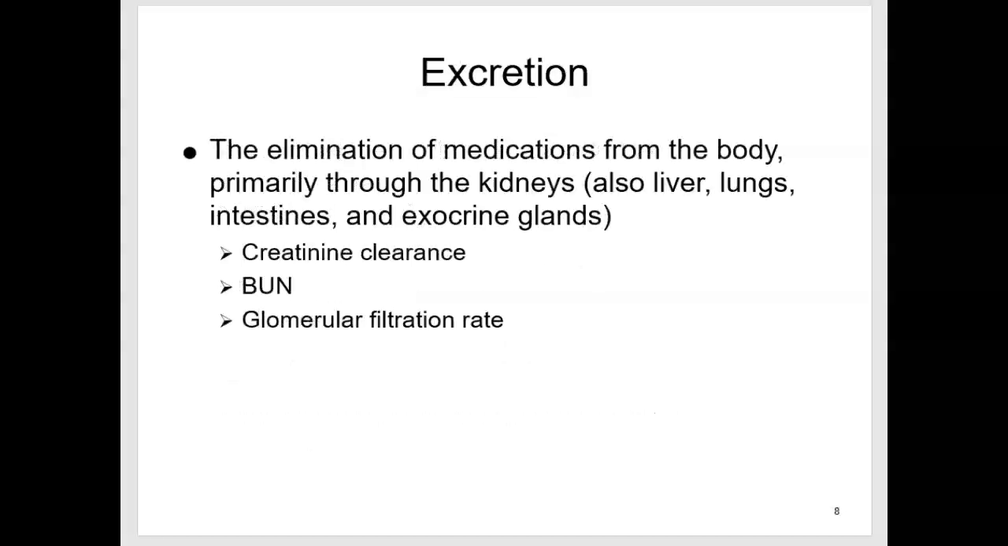The final phase of pharmacokinetics is excretion. So I've taken my tablet of acetaminophen, it's been absorbed, it's been distributed throughout my body, it's been metabolized into an inactive form, and now I need to get rid of it. I need excretion. The elimination of medications from the body occurs primarily through the kidneys. So with the metabolism, you need to think of liver, excretion primarily through the kidneys.